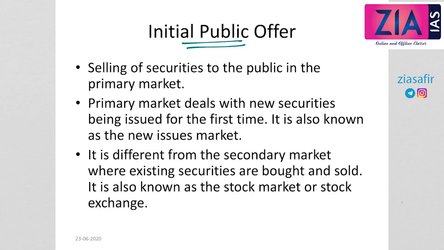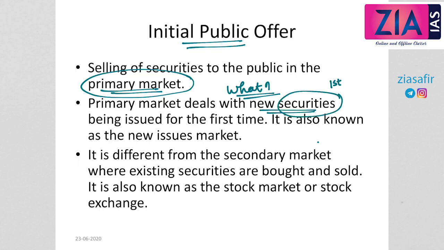Now, first we will understand what is an IPO, what is an initial public offer. IPO means selling of securities to the public in the primary market. Here the term primary market is very important. Why? Because the primary market is different from the secondary market. Now, what is a primary market? Primary market is a market which deals with new securities, which means the securities that are issued for the very first time. So, the primary market deals with securities that are issued for the very first time. Therefore, the primary market is also called a new issues market.